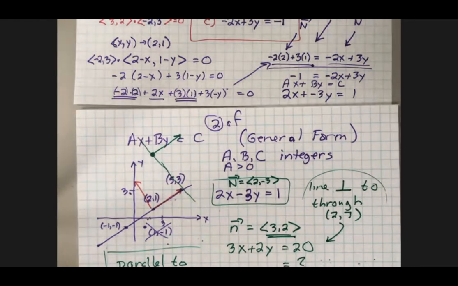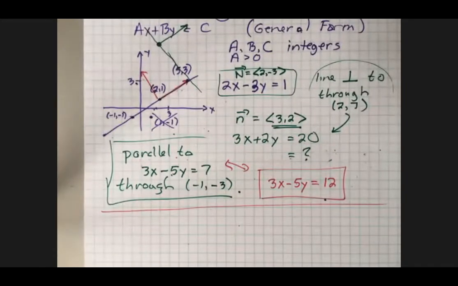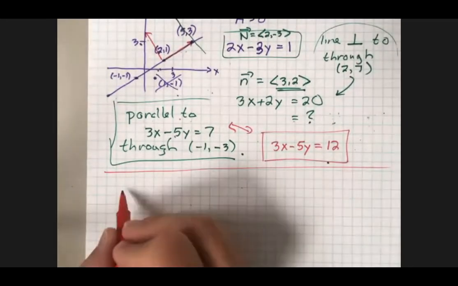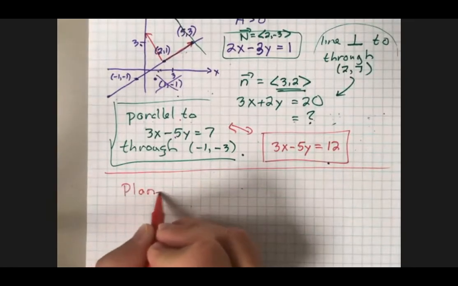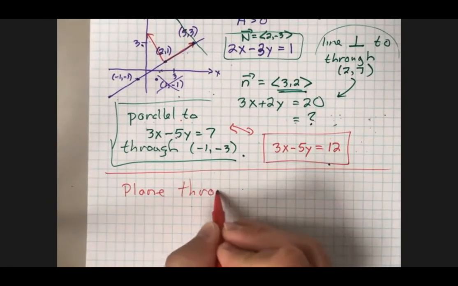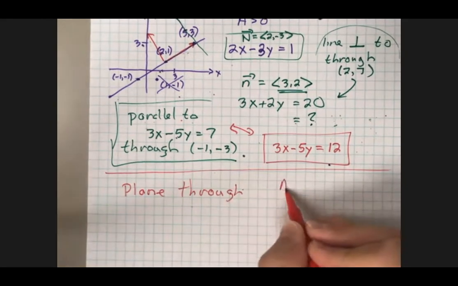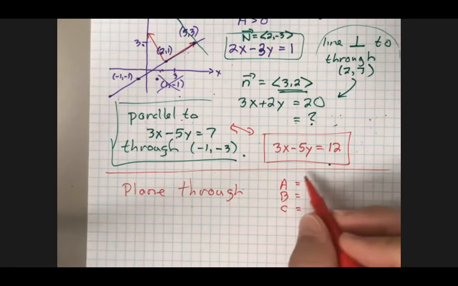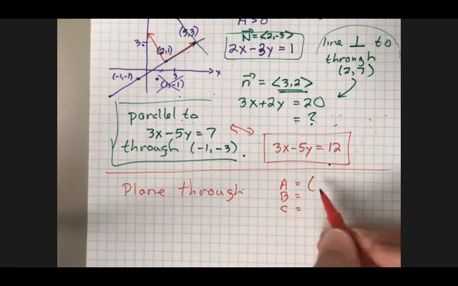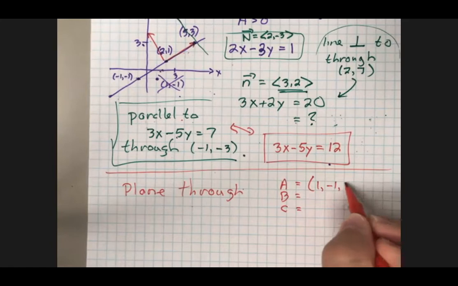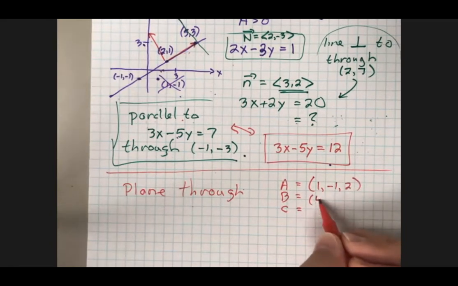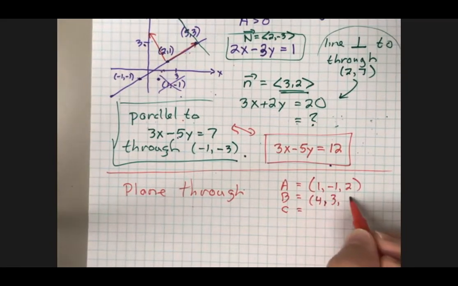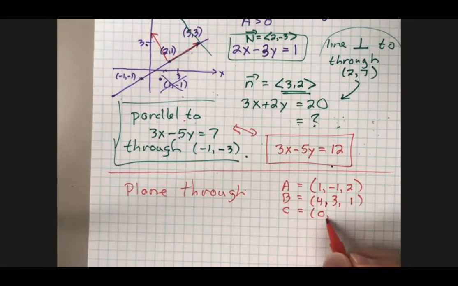Now let's take it to space so I can show you what I'm referring to. Excuse me with the advancing of the paper. Let's do the plane through ABC. And let's let A, B, C be these points. These are points 1, minus 1, 2, 4, 3, 1, 0, minus 1, 5.